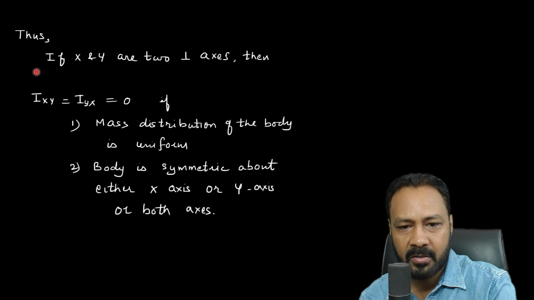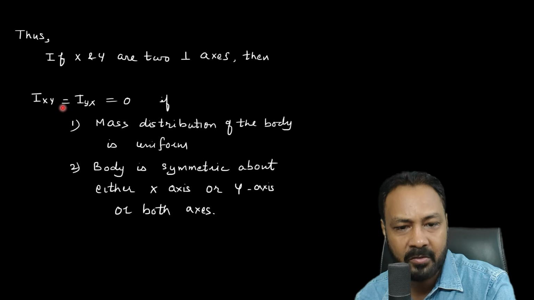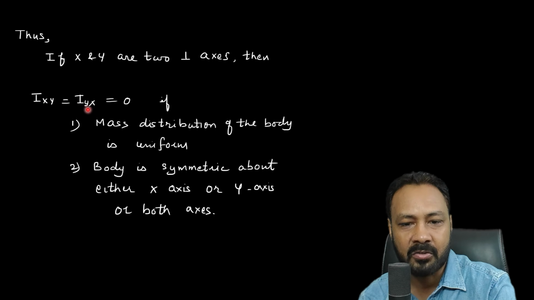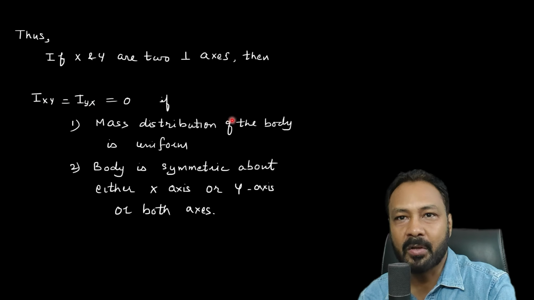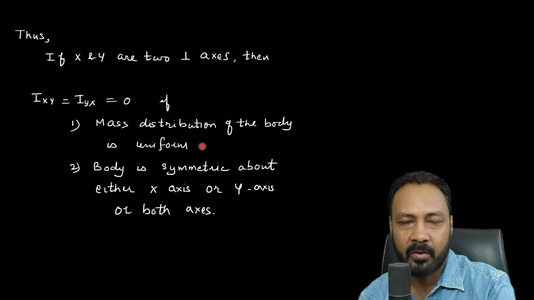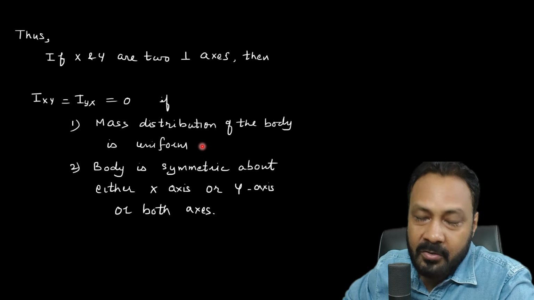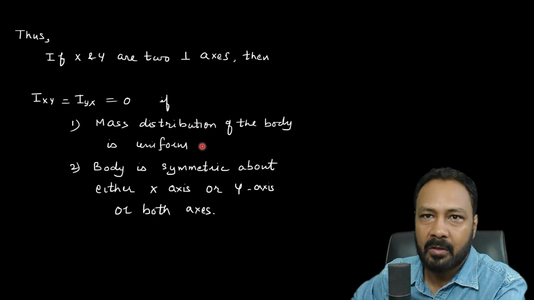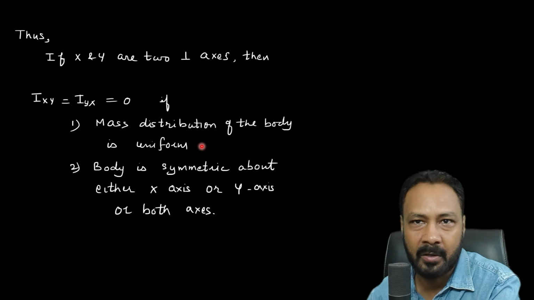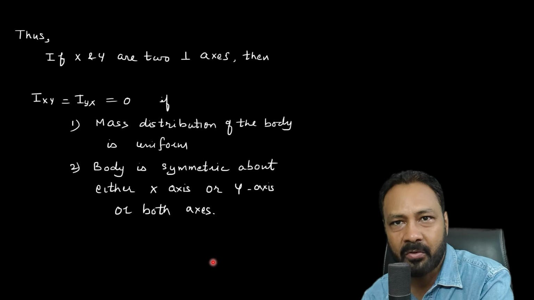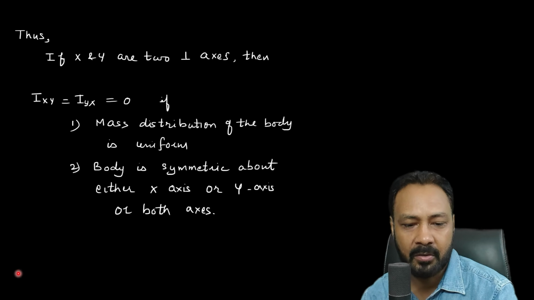So we can say that if x and y are the two perpendicular axes, then Ixy or Iyx is 0 if, first of all, the mass distribution is uniform, and one of the axes, the x-axis or the y-axis, or even both, is a symmetry axis of the body. And by choosing our coordinate system in such a way, we can make the product of inertia term 0.